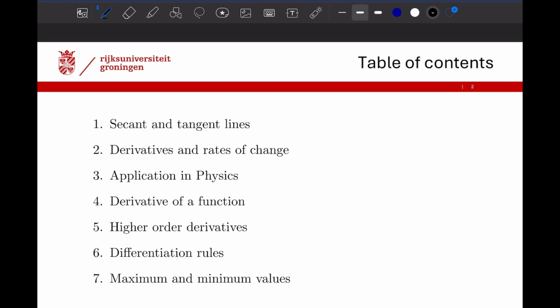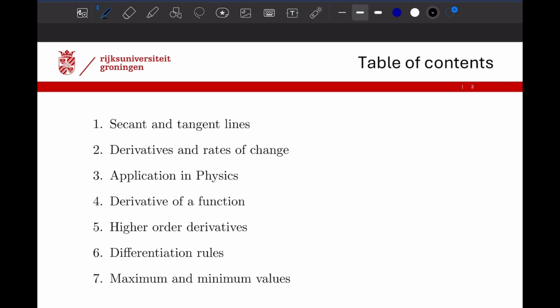So I will start with introducing again the secant and tangent lines. It's just a refresh, just so that we set the context to be talking about derivatives. We will then talk about derivatives and rates of change. So what is a derivative? What kind of information does it give me? We will be talking also about the application in physics, more specifically about velocity. Derivatives actually do come up a lot in physics classes, dynamics classes. I was using derivatives a lot.